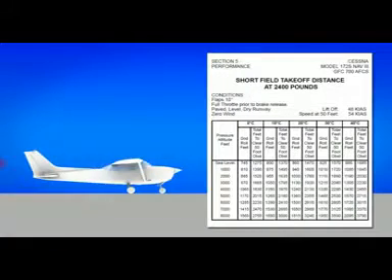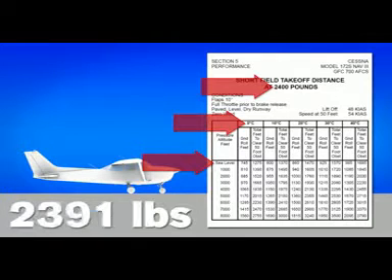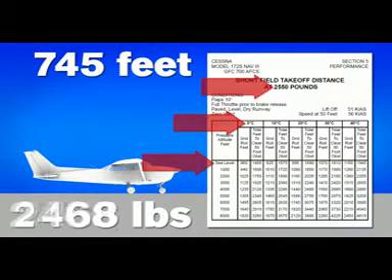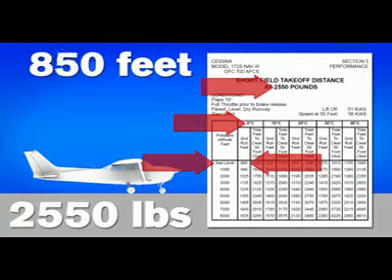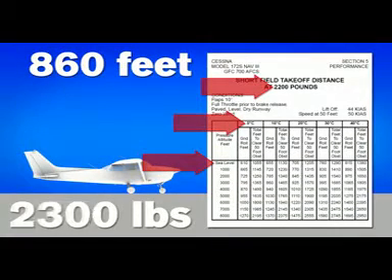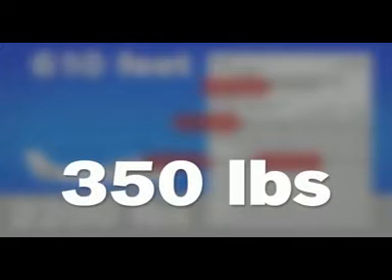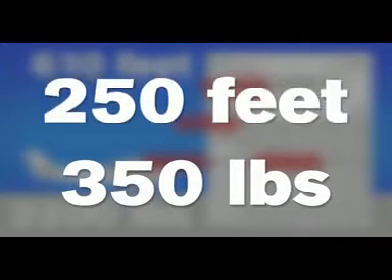If we stick to our sea level pressure altitude and 0 degree temperature, the 2,400-pound Cessna would require a takeoff distance of 745 feet. If the weight was increased to 2,550 pounds, the takeoff distance would increase to 860 feet. If we instead decreased our weight to 2,200 pounds, the distance would decrease to only 610 feet. For those 350 pounds, we'd get a difference in takeoff distance of 250 feet.